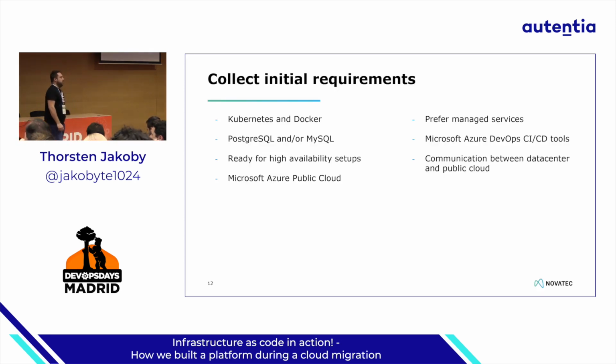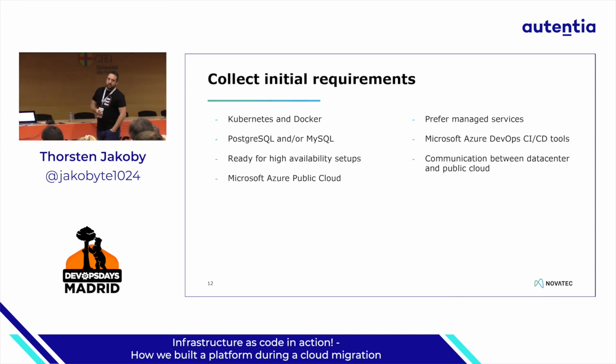We collected initial requirements. For example, it had been decided for some reason that we should use Kubernetes and Docker. We should run on PostgreSQL and MySQL. We should be ready for HA setups. Now it's getting tricky, right? We should run on Azure Public Cloud, use managed services. Don't use Jenkins and GitLab as before, but use Azure DevOps. And as I told before, the communication with the data center will still be there.